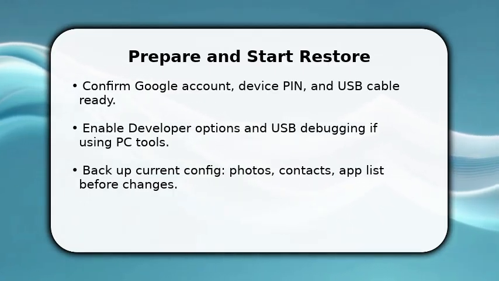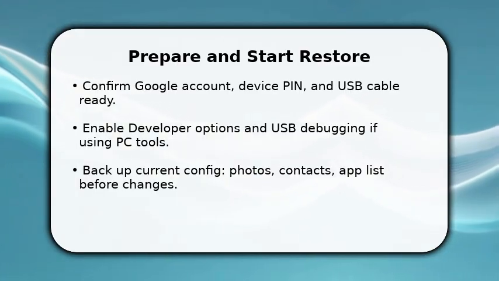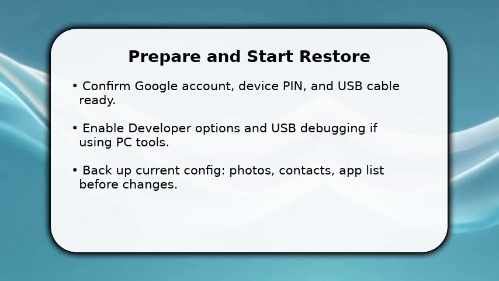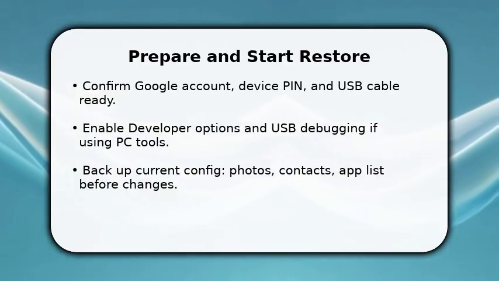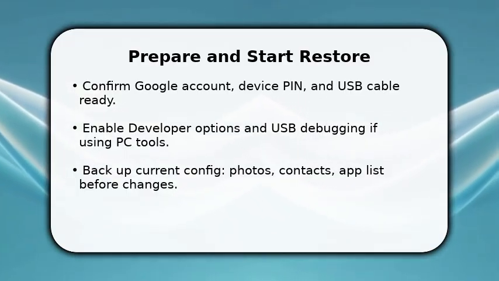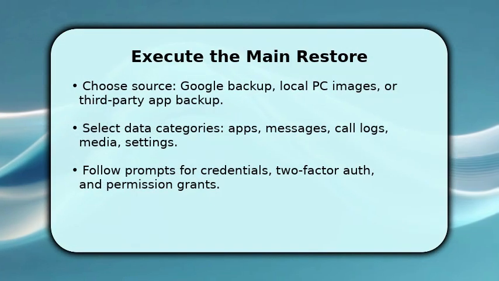Next, create a quick backup of the current device state, photos, contacts, and the app list so you can revert if needed. Once done, connect to your PC or open the Cloud Restore interface and authenticate with your account to start the process. Now execute the core restore.